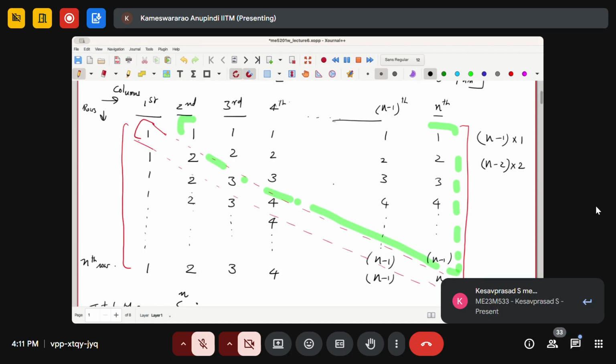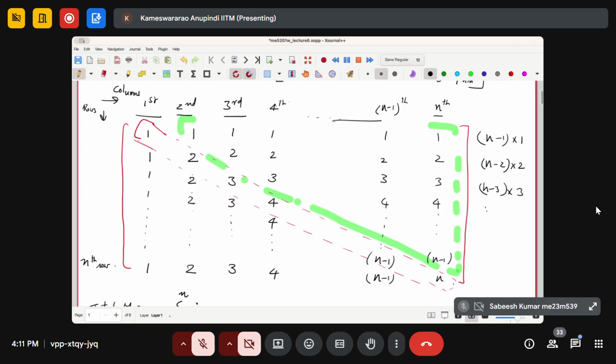Everybody agrees with me? And then if you look at 3's, this is going to be n minus 3 3's, and so on, all the way to 1 times n minus 1, right? Is it correct what I did? Yes, okay.